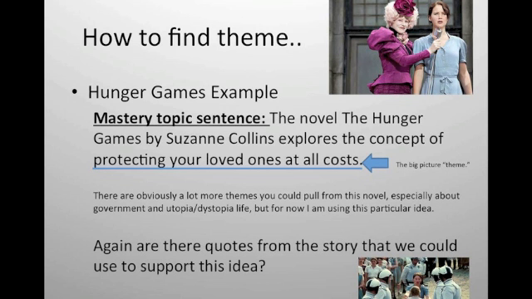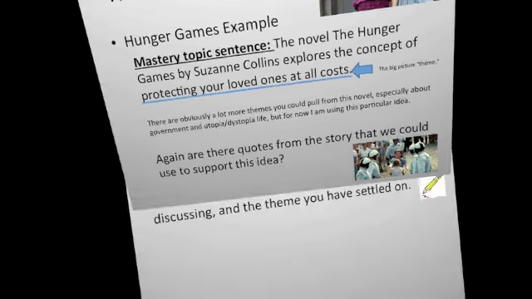So again, theme can be anything you want it to be, because if you remember how we infer, we're taking our schema, we're taking what we're reading in between the lines, adding that all together and coming up with our own interpretation. So as long as you can find support, then your theme is golden.